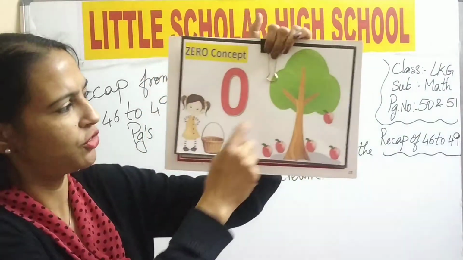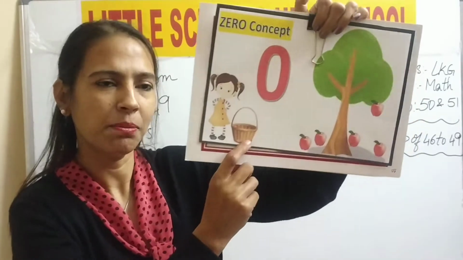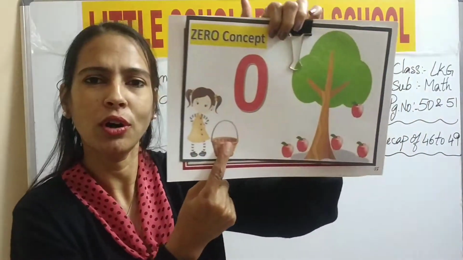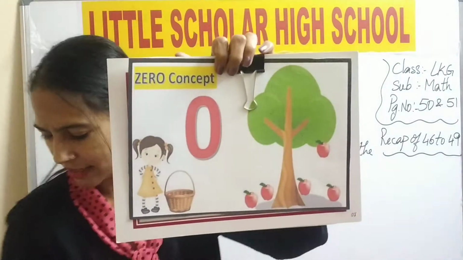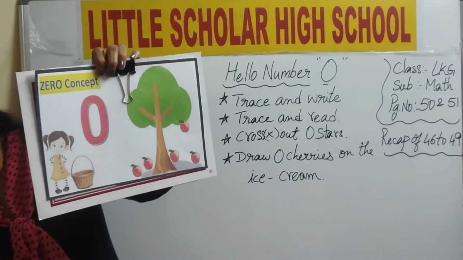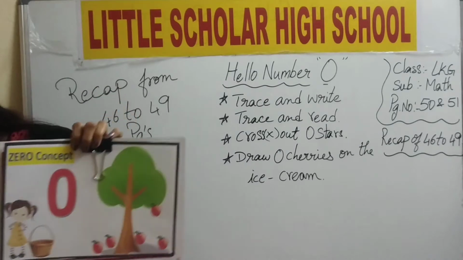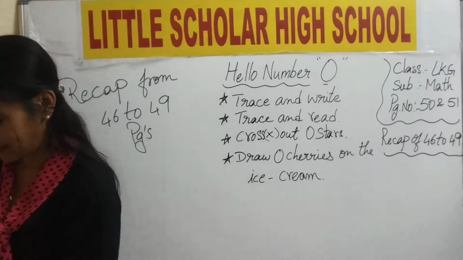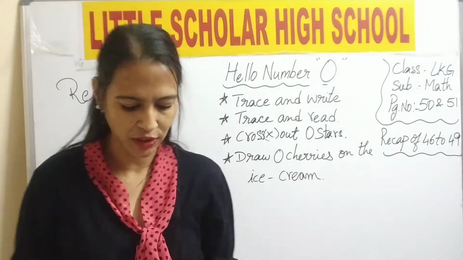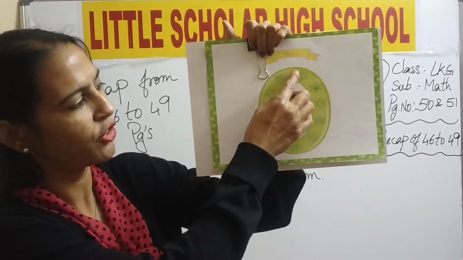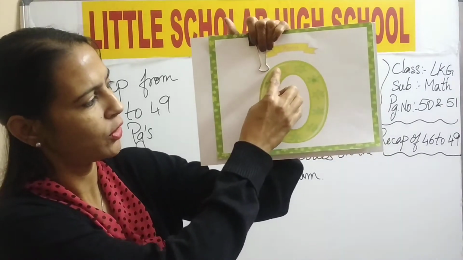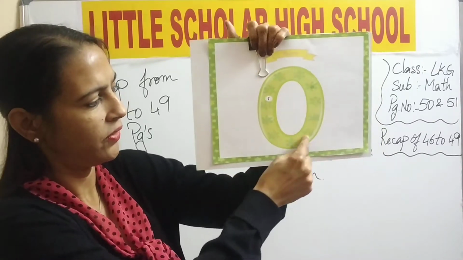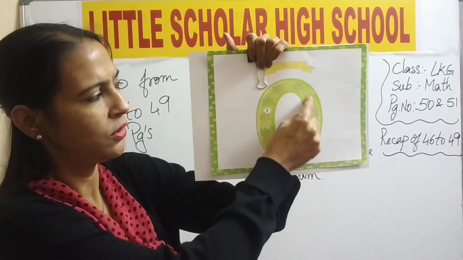No apples on the tree. No apples in the basket. That is 0. No apples on the tree and no apples in the basket. That is 0. And I will show you one more thing, children. So as I told you all, you can do this for 0. So here it will trace it. Start from here. From top, take a turn, down, go up. 0. Again, 0. This is how you need to trace your 0.